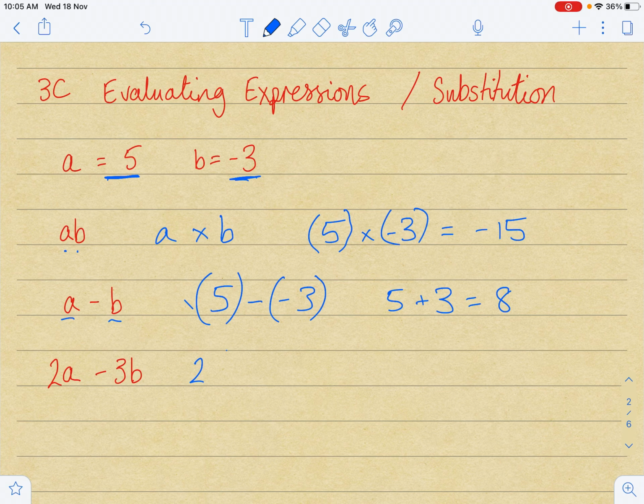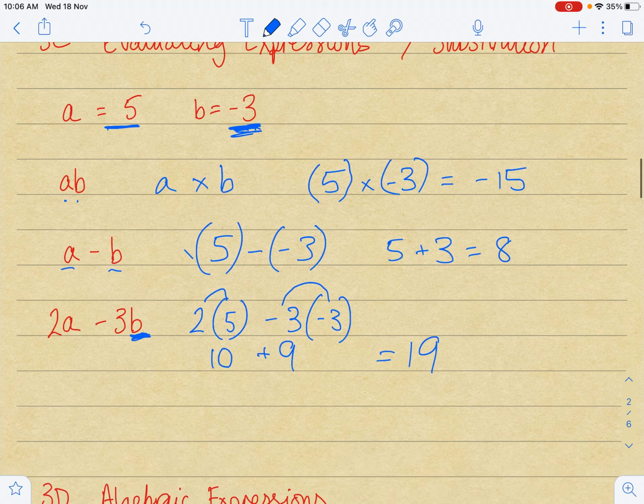Another one here, 2 lots of a, that's 2 lots of 5, use those brackets. Subtract 3 lots of, use those brackets, -3. And we just substitute the value of b, replace it with that in brackets. 2 times 5 is 10. -3 times -3, be careful with those negatives, is +9. A negative times a negative is positive, and so the answer is 19. Negatives is probably the thing that trips people up in substitution the most.